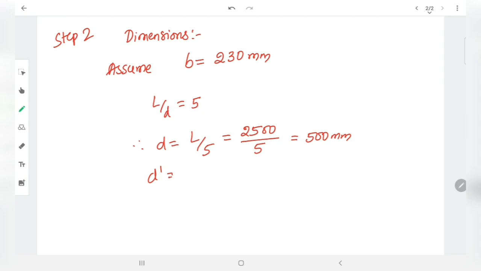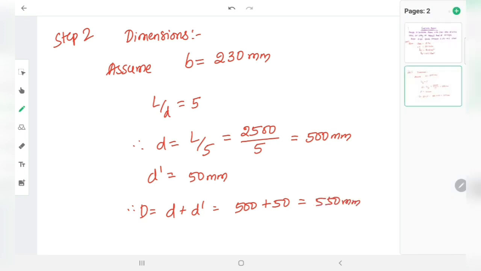And we'll assume D dash is equal to 50 mm, the clear cover or effective cover of this beam is equal to 50 mm. So the overall depth of beam is equal to D plus D dash. It is equal to 500 plus 50. Total it is 550 mm.